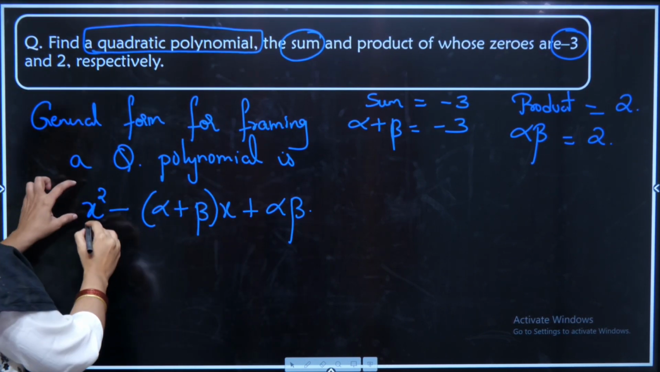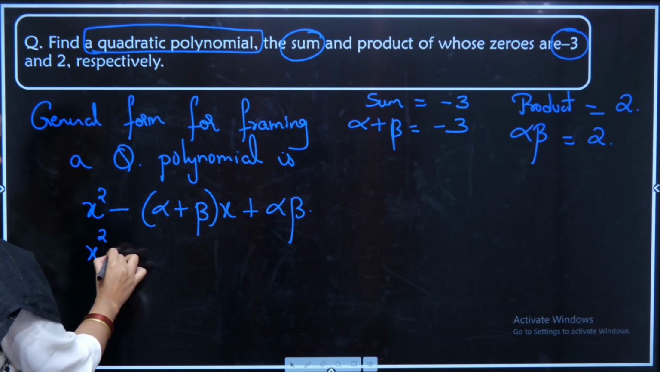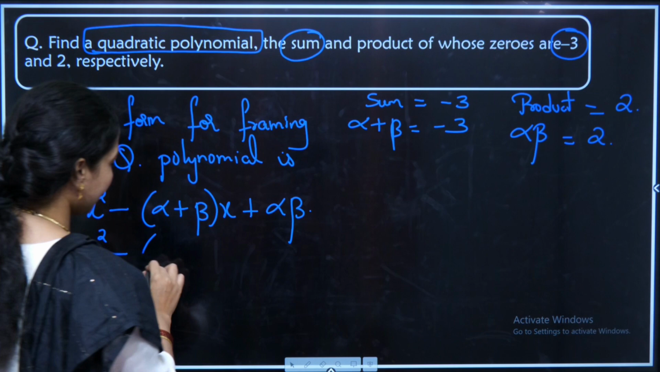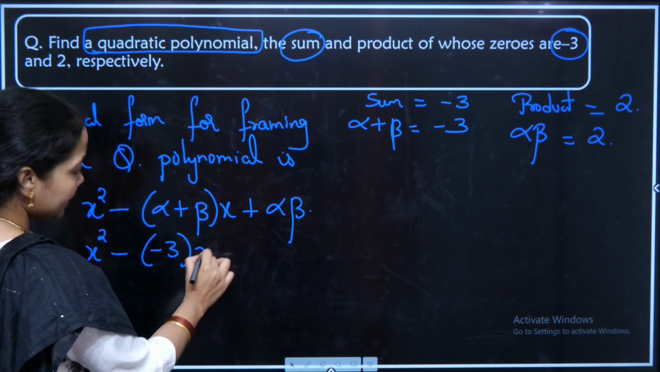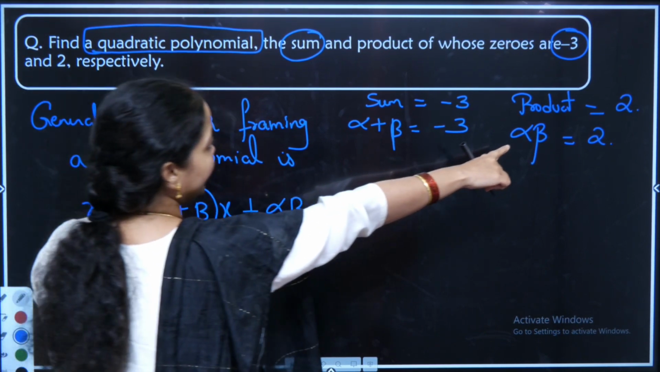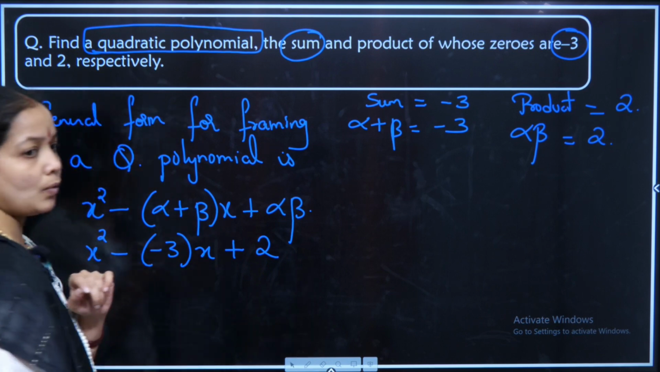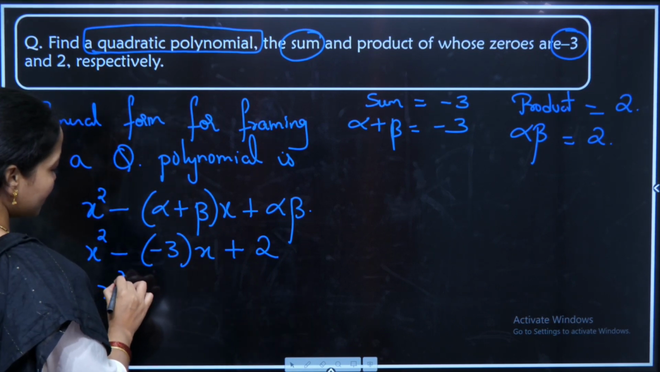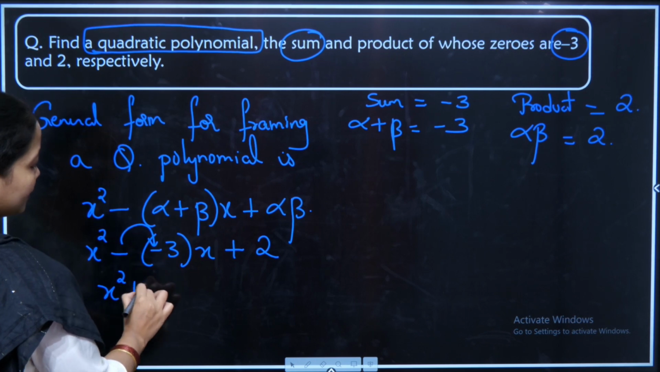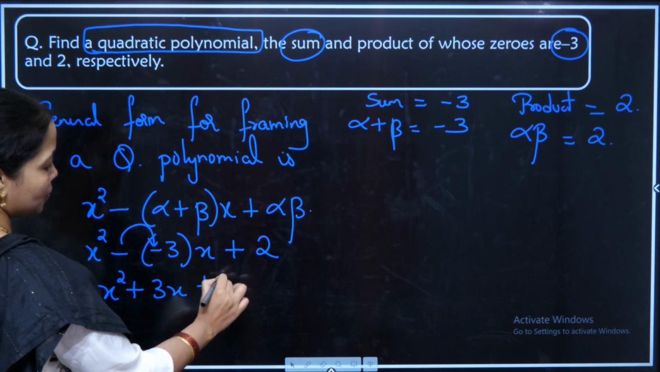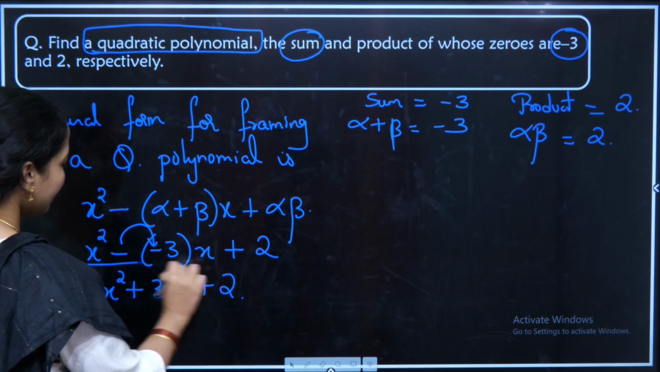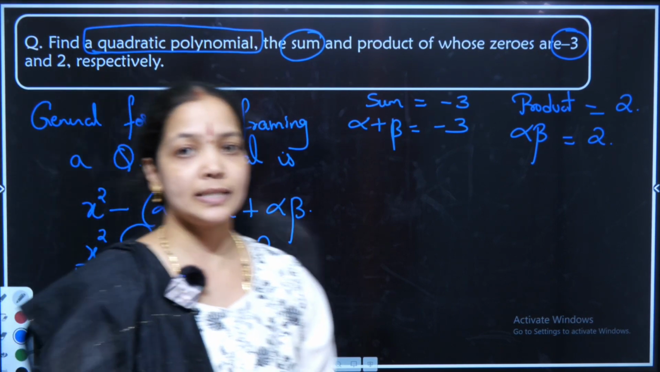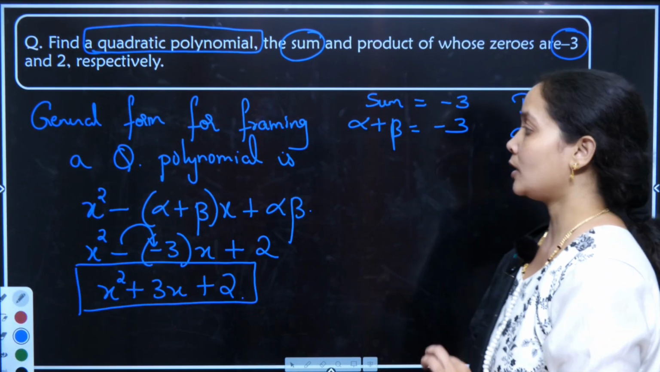So I'll just write x square as it is, minus what is alpha plus beta from the question, it is negative 3, into x plus alpha into beta, which is 2. Substituting what is given from the question, this equation is turning into x square, negative into negative is positive, 3x plus 2. So using the given sum of roots and product of roots, we are able to easily frame the quadratic equation.